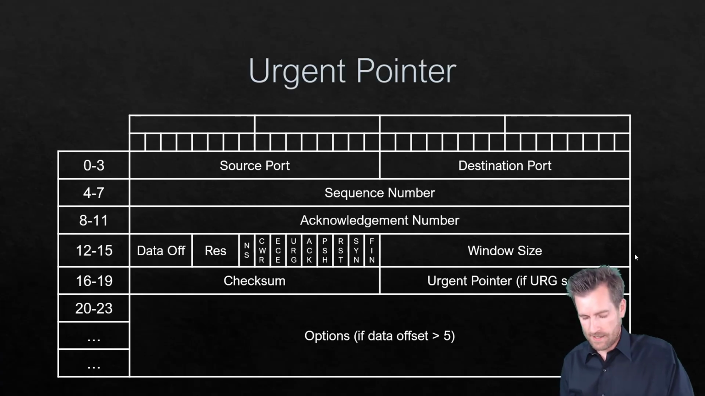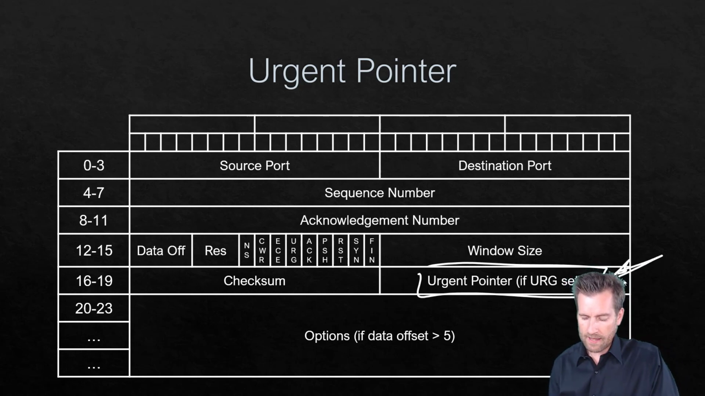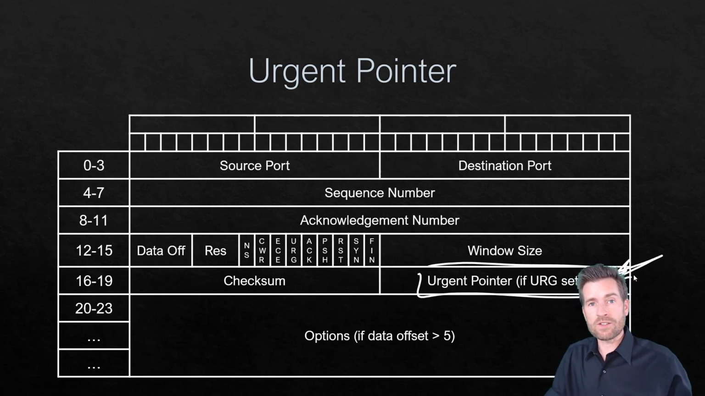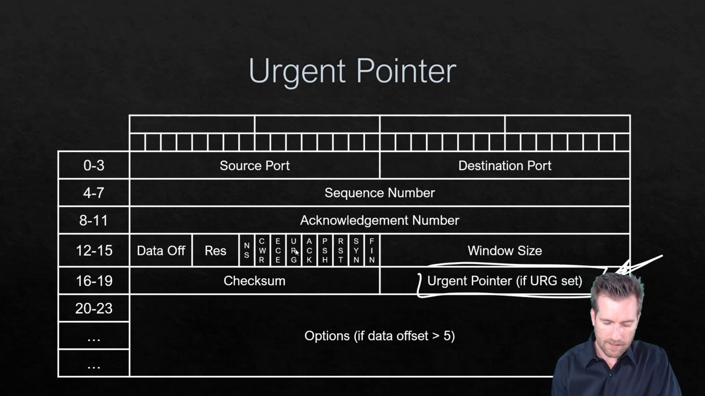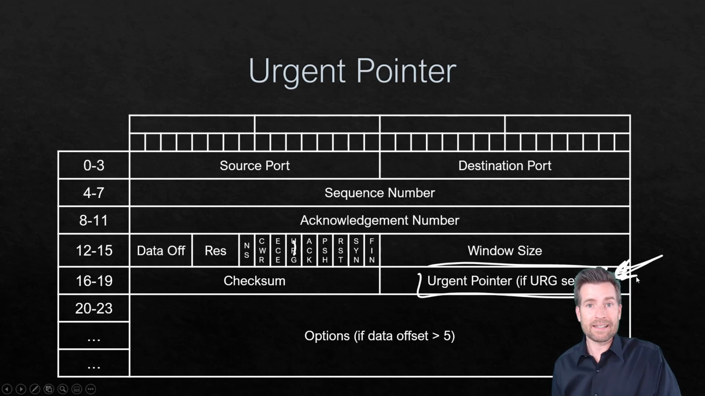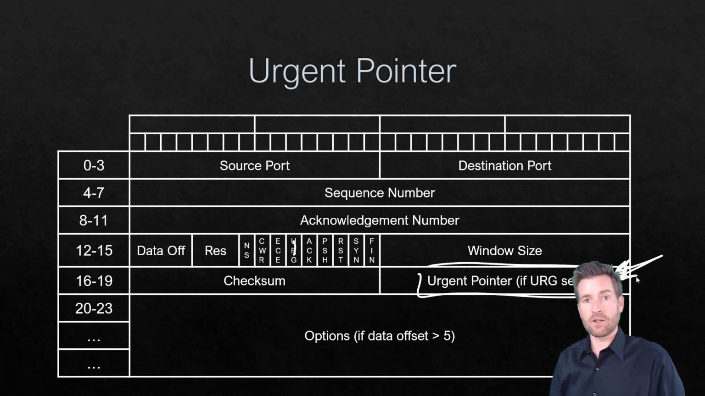Okay, the next field is the urgent pointer field right here. The urgent pointer field is just to relay some information about which data is urgent. And so we can put that into the urgent data field. The urgent data field can be used or not used depending on if this urgent flag is turned off or turned on. If it's turned on, then this field is recognized as having information about how urgent some of the data is. So that is the urgent pointer field and the flag that's associated with it.